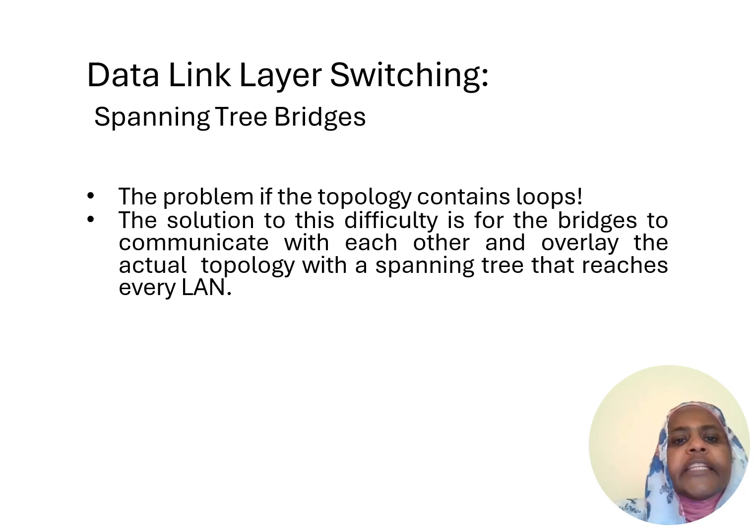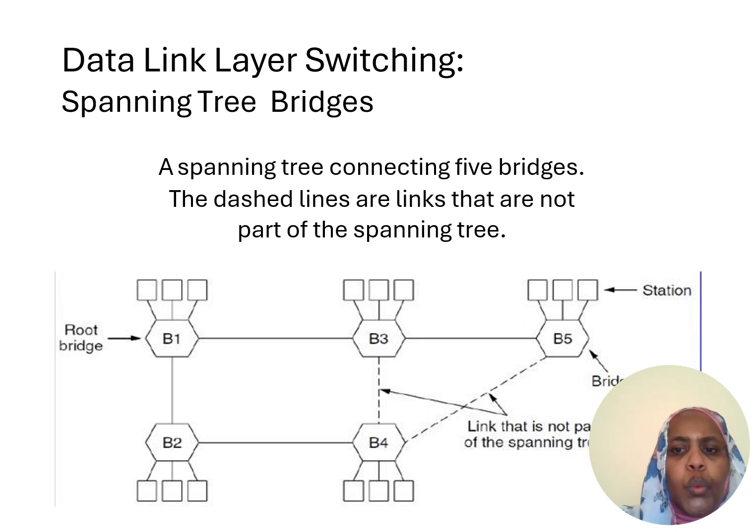Because the redundant topology contains loops, there should be a solution for this. The solution is the spanning tree algorithm, where the connected bridges form a tree with a root bridge that the tree spans from, and all the links that might cause loops are eliminated.